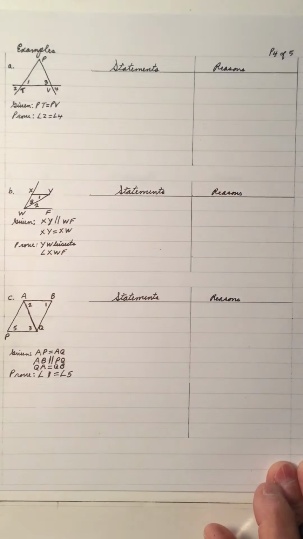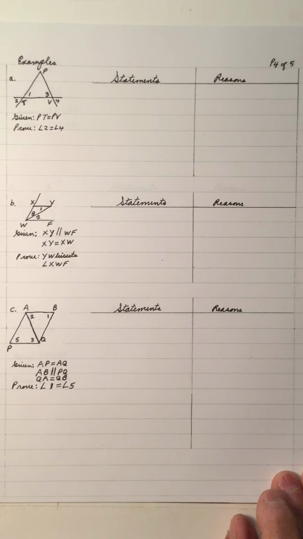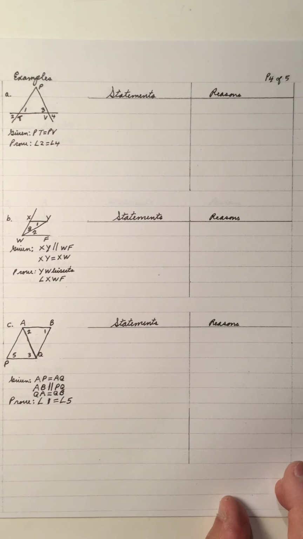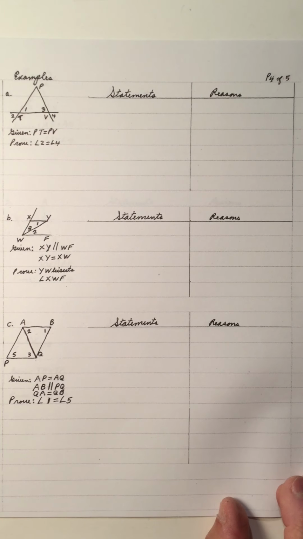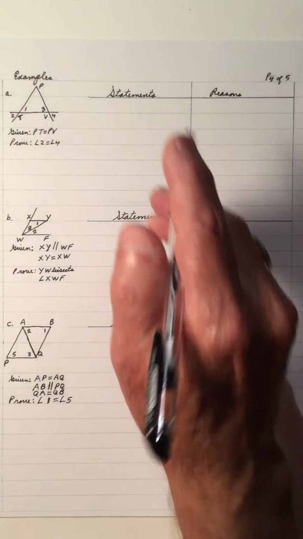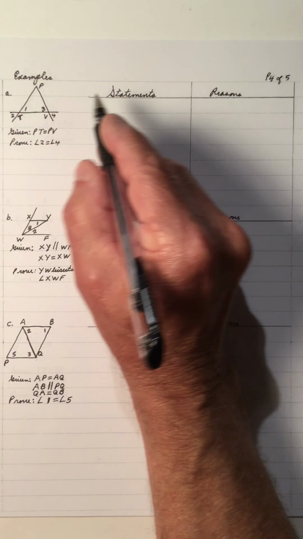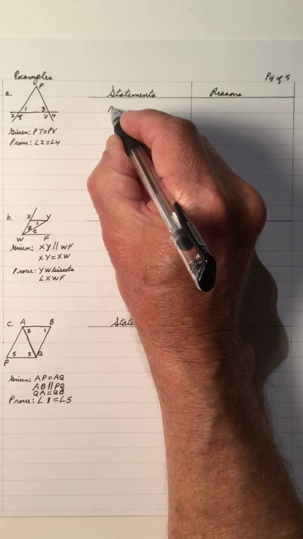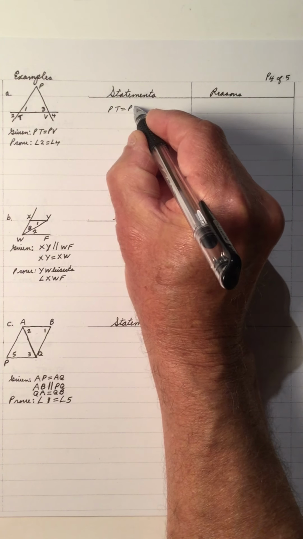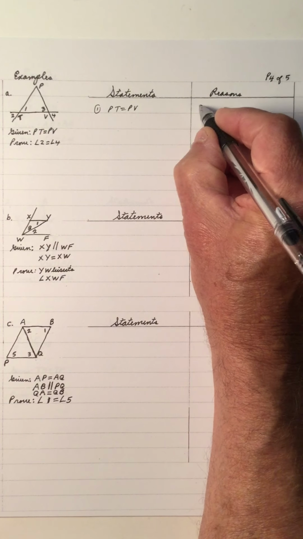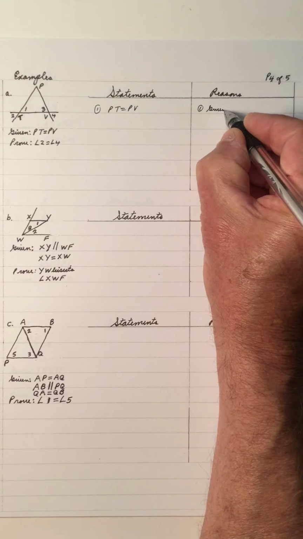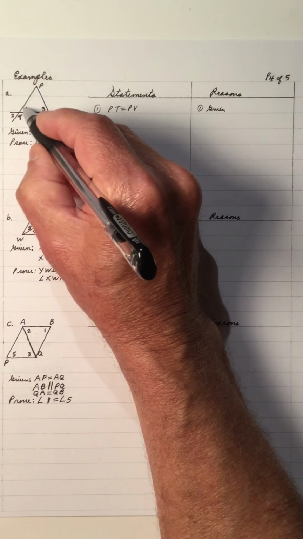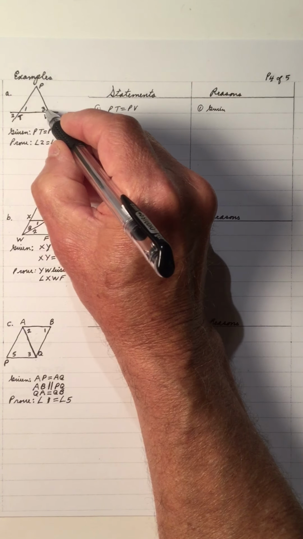Let's continue. Okay, lower that down there so you can see it. Let's do some examples of some proofs with the isosceles triangle theorem. We have a triangle, as you can see, and we're given that PT is equal to PV. So that's the given. And we have to prove that angle 2 is equal to angle 4. So PT is equal to PV.